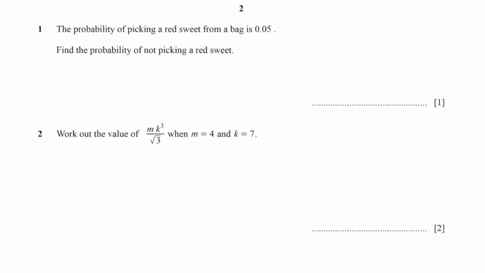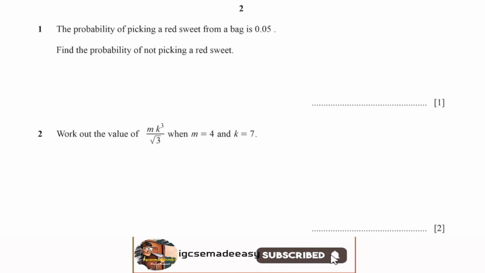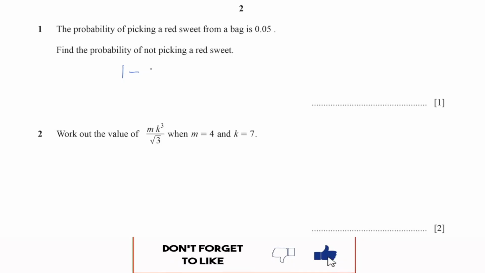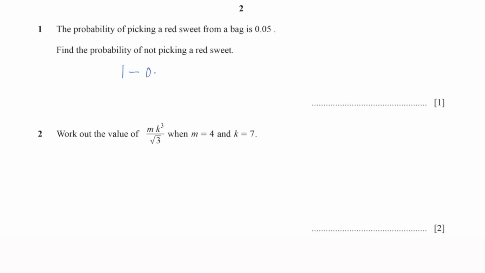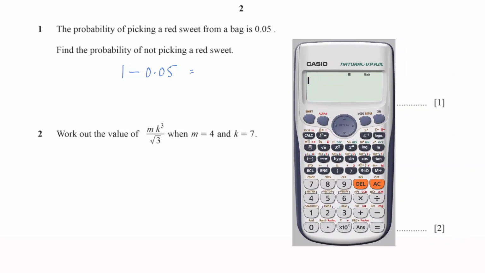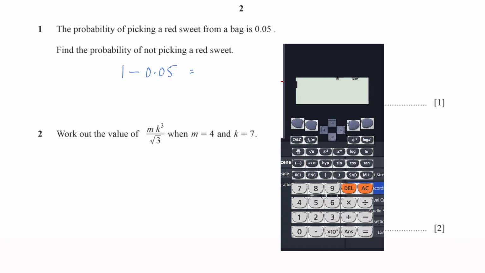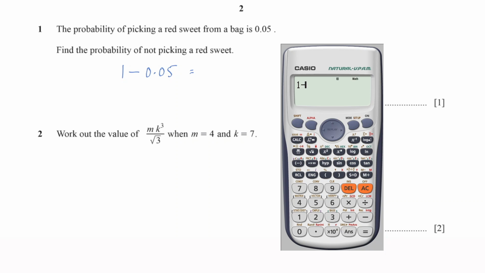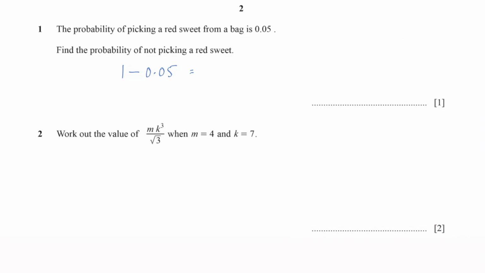The probability of picking a red sweet from a bag is 0.05. Find the probability of not picking a red sweet. You know that the total probability will always be 1. So if I subtract 0.05, the probability of picking a red sweet, from 1, then I'll get the probability of not picking a red sweet. So let us use our calculator. 1 minus 0.05 gives you 0.95, and 0.95 is the probability of not picking a red sweet.